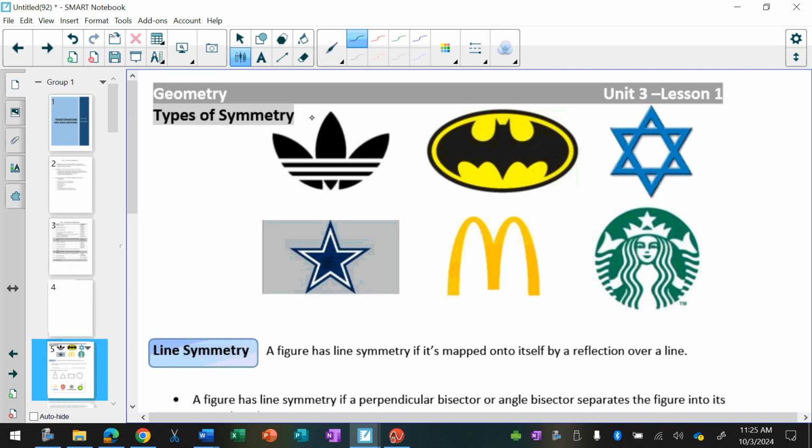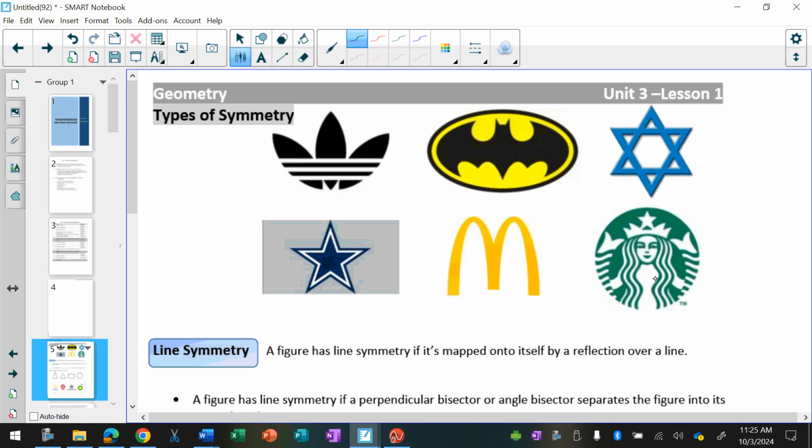So people who make these want to come up with a beautiful symbol, easily recognized and distinct so that as soon as you see the symbol, you know exactly what their product is. So you guys would recognize this probably as Adidas, or some people pronounce it Adidas, but that is our Adidas symbol. Obviously Batman. We have the Star of David. We have the Dallas Cowboys logo, McDonald's, and Starbucks. Each of these poses a different type of symmetry that's used.